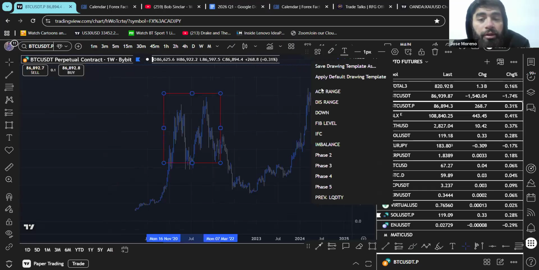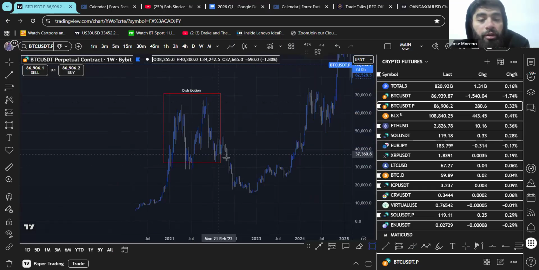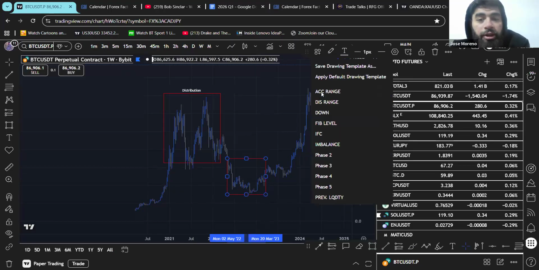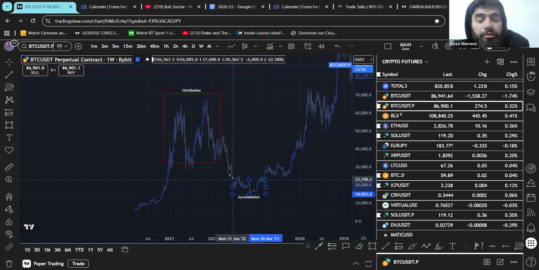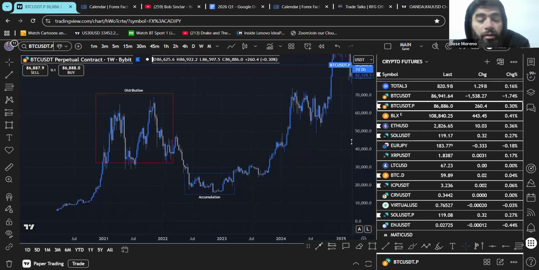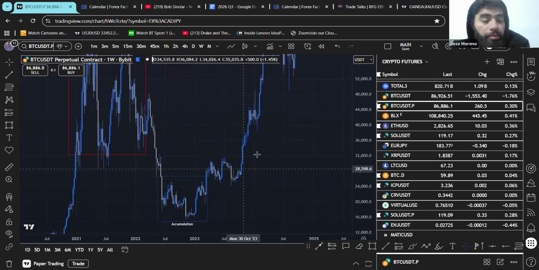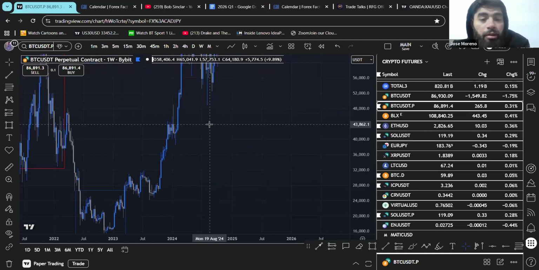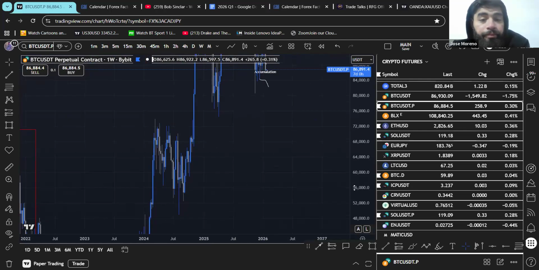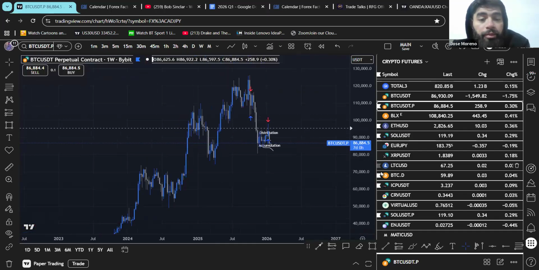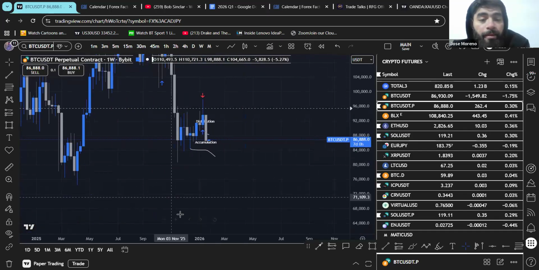Distribution that turns into an accumulation here. And then we just get that walk up, right here, sorry. And then we get that walk up here and stuff. So yeah, not looking great. Not looking great.